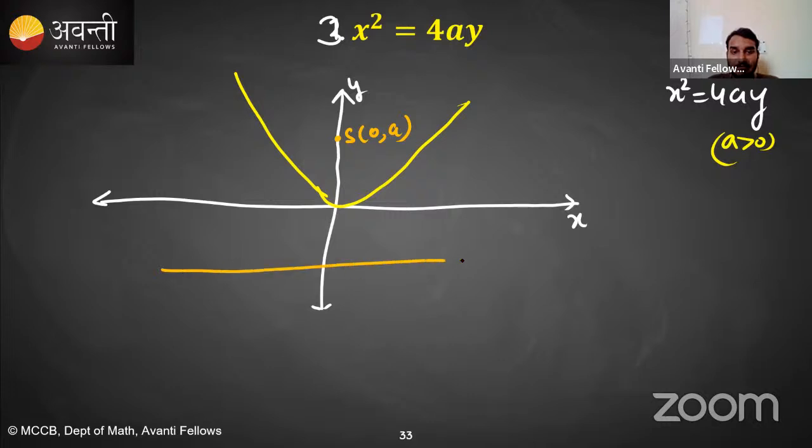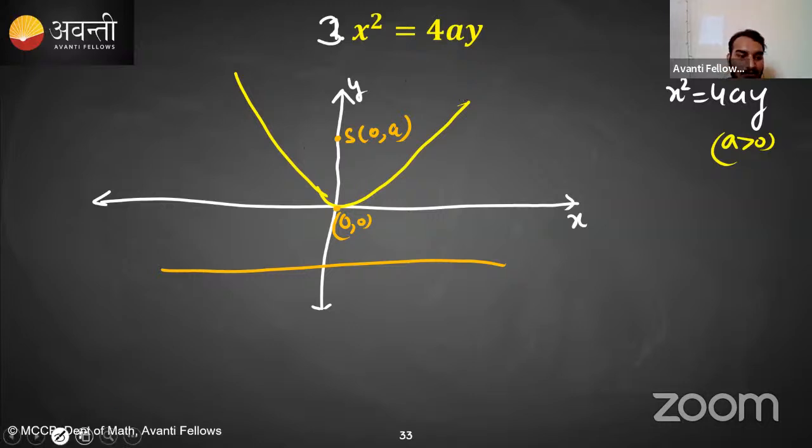Directrix: can anyone tell me the directrix? Quickly let me know in the chat box. The vertex is (0, 0). Everyone, quickly let me know the equation of the directrix. What would be the equation of the directrix? Can anybody tell me?